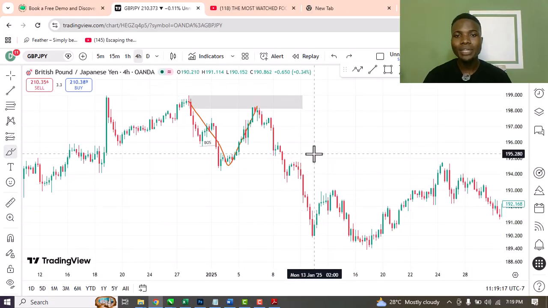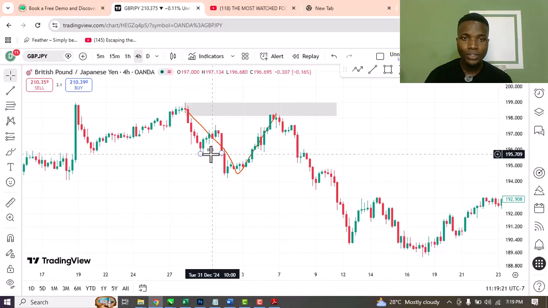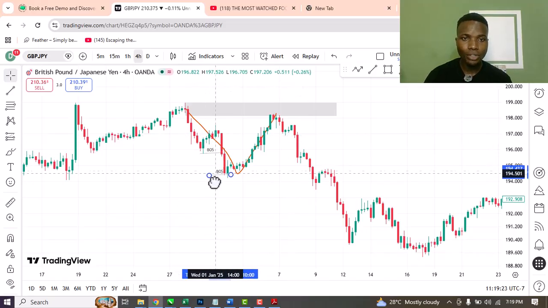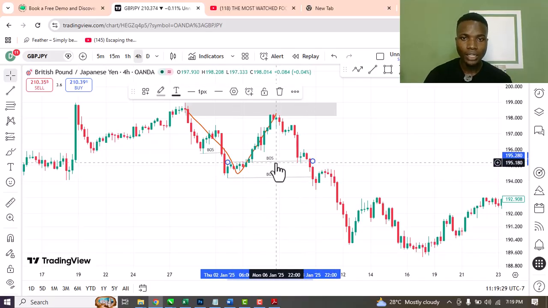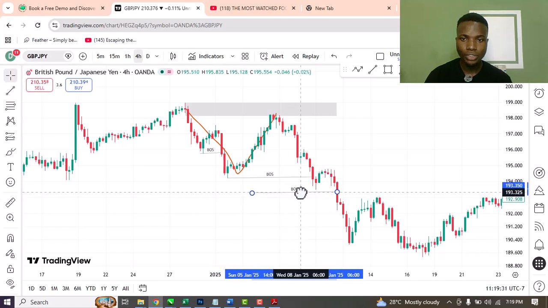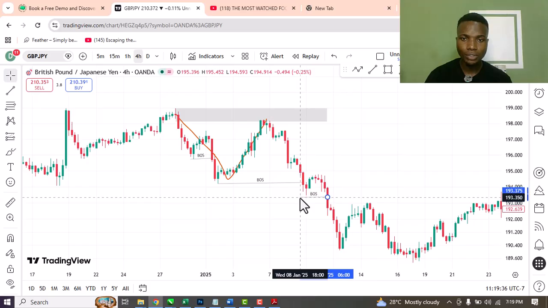Okay, and we can even barely see a break of structure right there, though there is a break of structure. So there are other breaks of structure right here that you can notice. Okay, so this is another break of structure here, and this is another break of structure here. Okay, this is another break of structure.